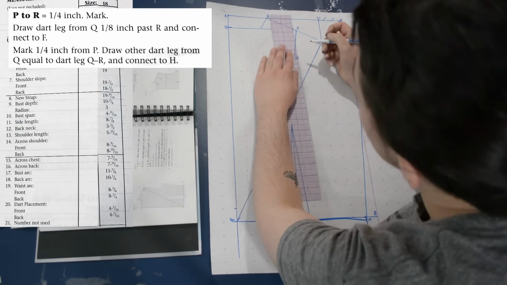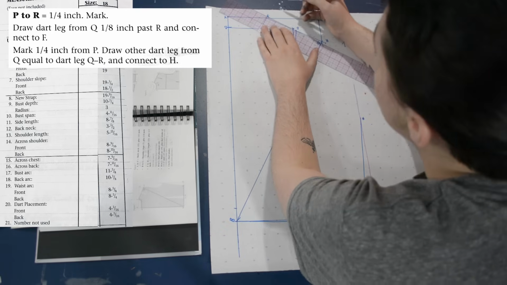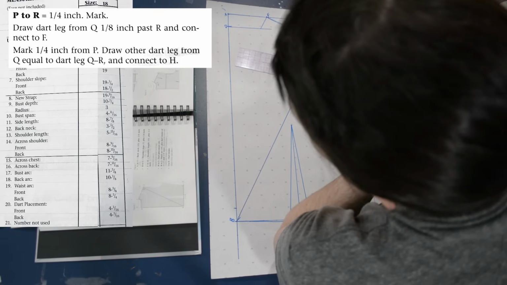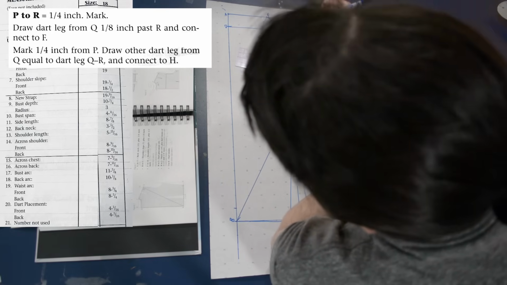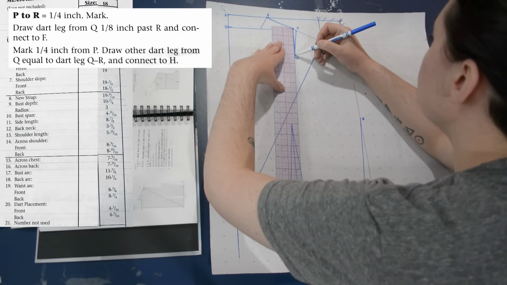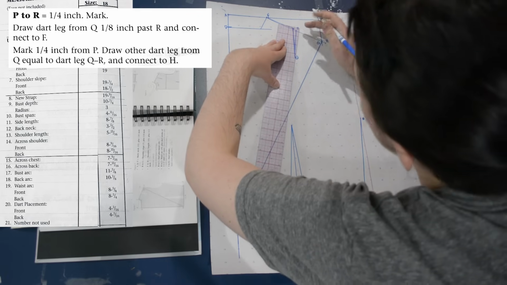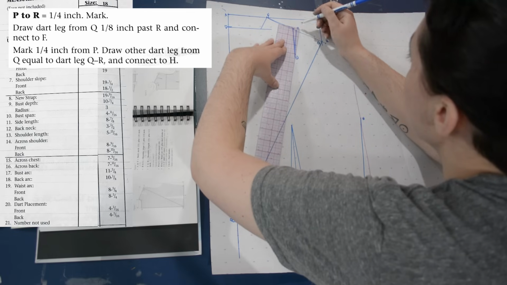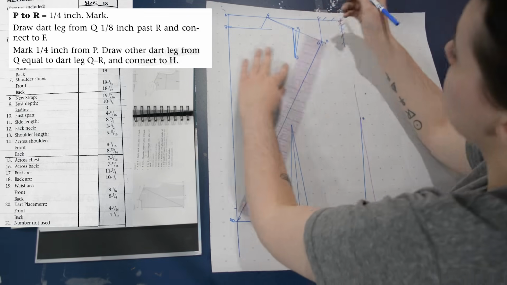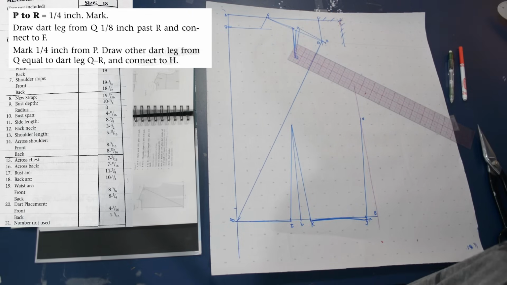So this was point Q. Forgot to label that. So up here, 1/8 of an inch past here, and then we connect F to that line, and then mark 1/4 inch from P. It says to measure this line, which is 3 and 6/16 for me, and then do the same 1/4 out from P. I do believe that's what that's saying. So I'm coming 1/4 of an inch out from P, and I'm drawing this to be the same length as this side. And now I will connect to H. Whew, again, I told you this would be fun.